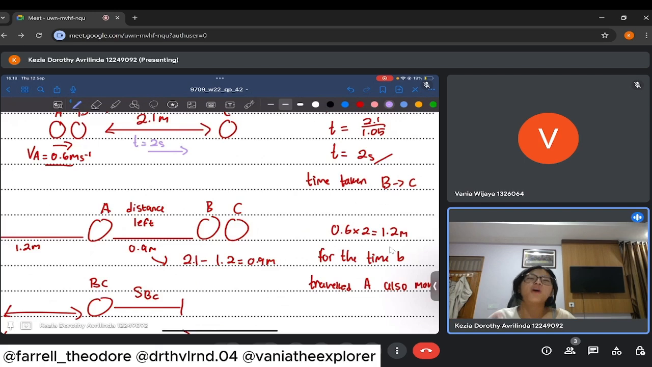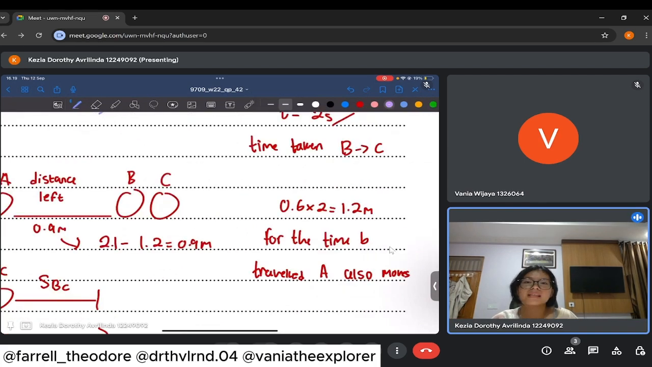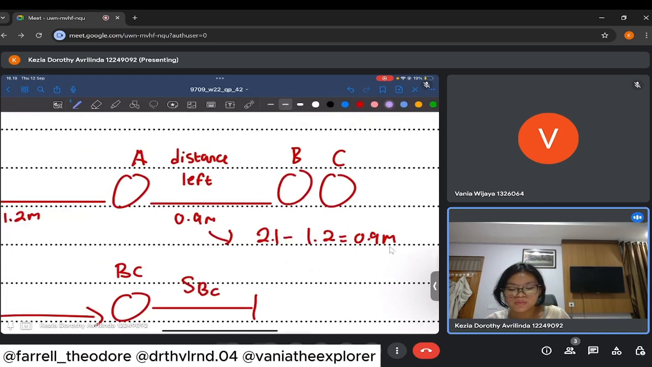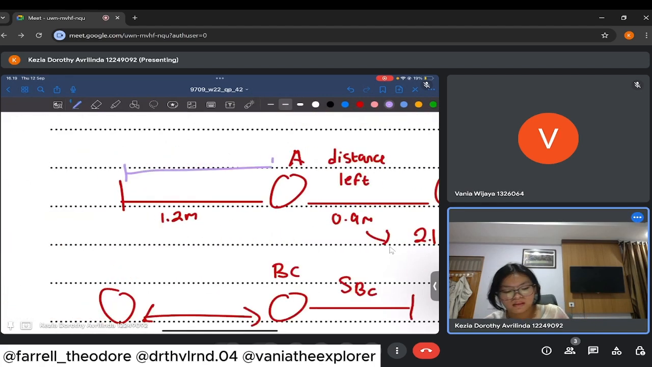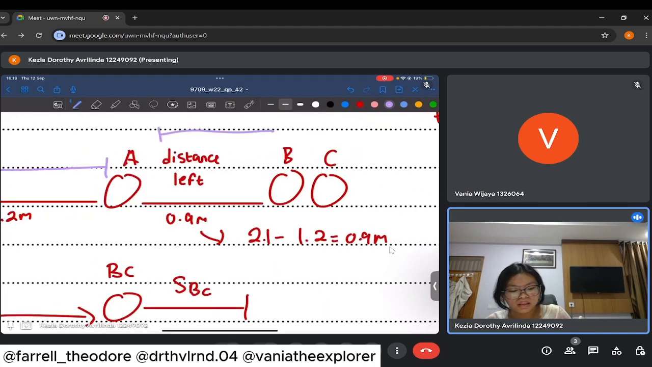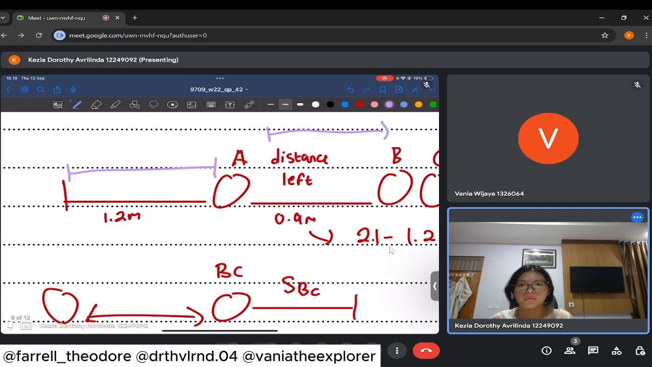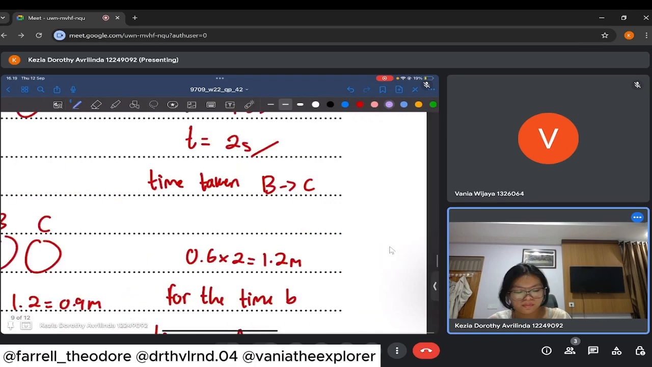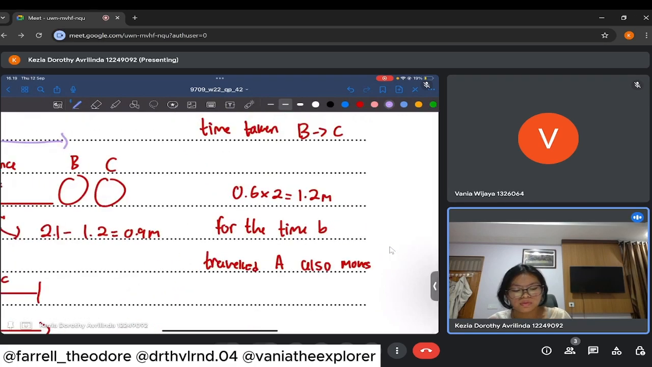So, by knowing that particle A is still moving, we can find the distance that it has traveled. So we can find this thing. Since B already moved 2.1 meter to C, of course A is also going to move. So in this one we use the same formula.